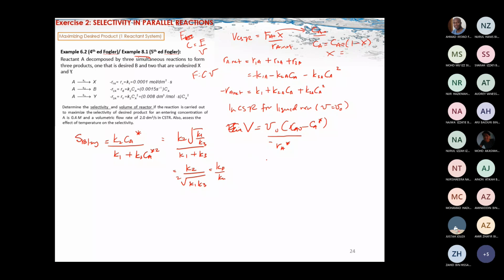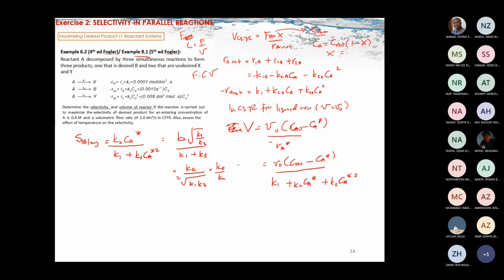Alright, so from here, we have V0 times with the CA0 minus with the CA over with the RA, ambil daripada sini, which is K1 plus with the K2 CA plus with the K3 CA kuasa 2. Okay, so daripada sini kita boleh tahulah what is tau, sebabnya kita tak ada cukup information. Okay, we can get another one juga.